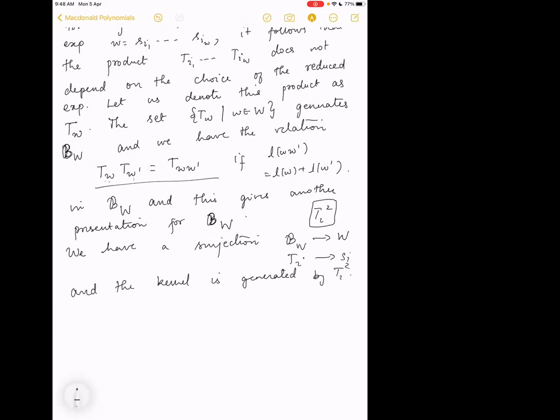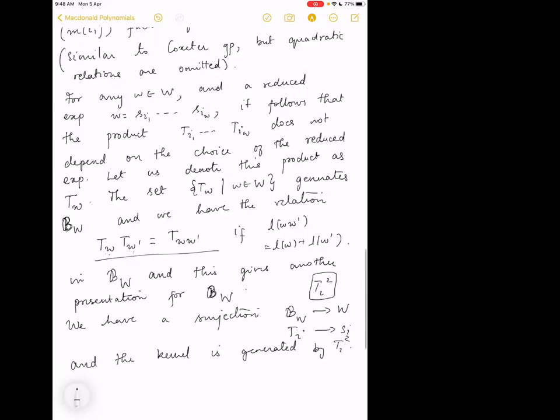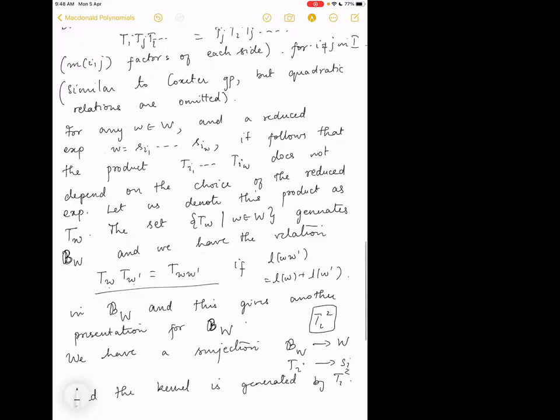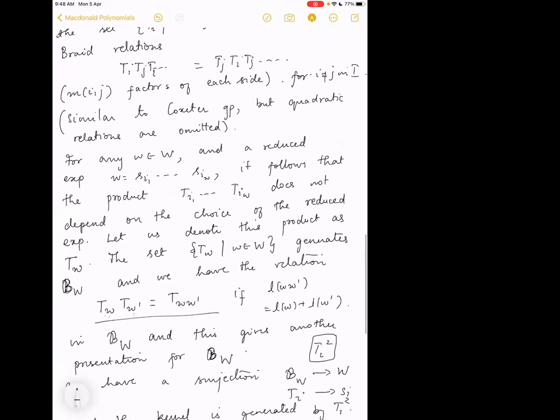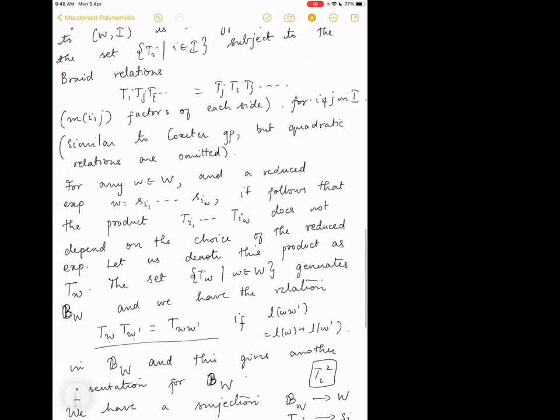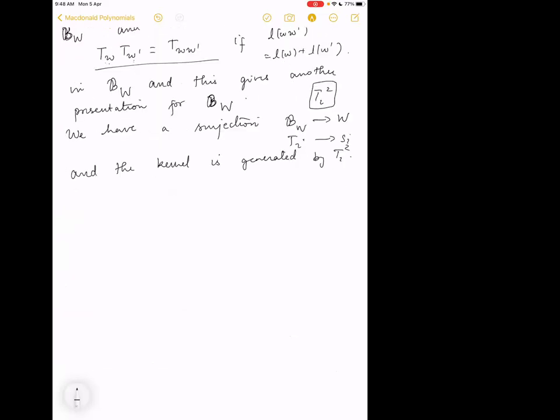Okay, and so this is just a brief discussion about braid groups. Given any braid group which comes from a Coxeter system like this, we can talk about the associated Hecke algebra. Again, this is a fairly general construction. Sorry, I wanted to say Hecke algebras. Okay, Hecke algebras.